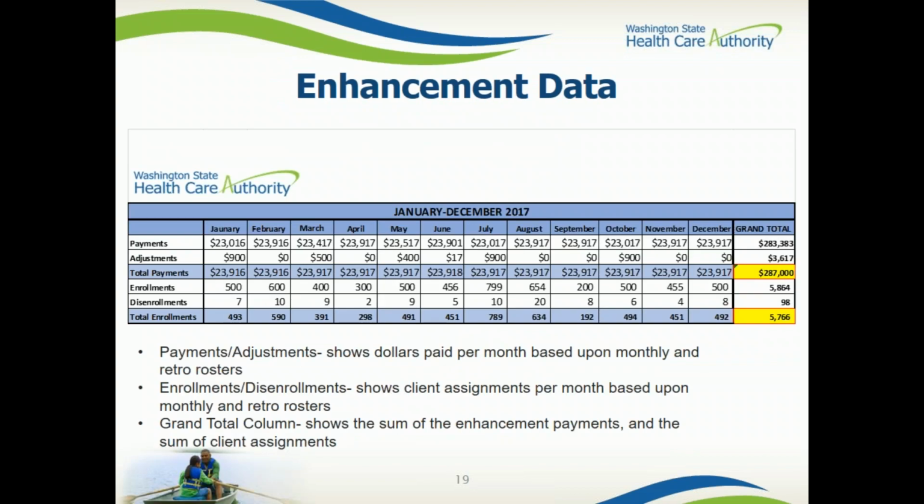So to look at the enhancement data, this is what the header will look like, and you'll see here that it says January through December 2017. And what we're looking at for January, the payments and adjustments shows the dollars per month based upon monthly and retro rosters. So for January, you're going to see the $23,016 paid out, but we had adjustments of $900. That includes current and retro rosters that have been submitted throughout periods.